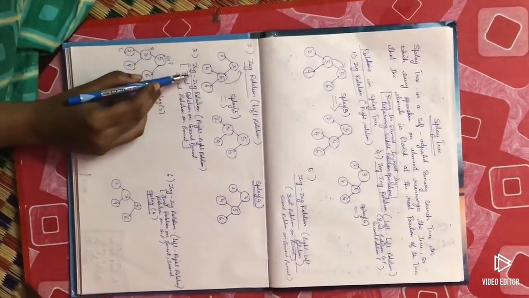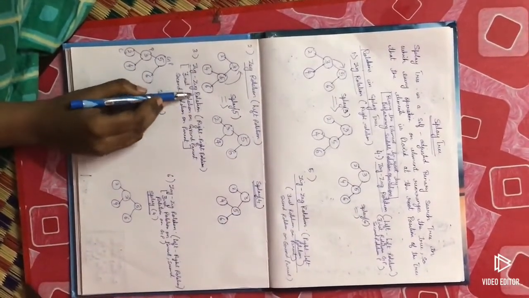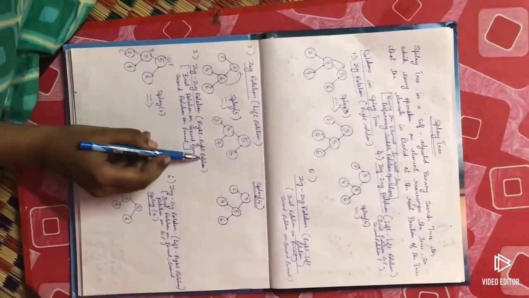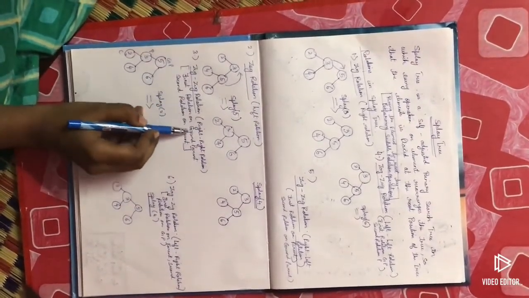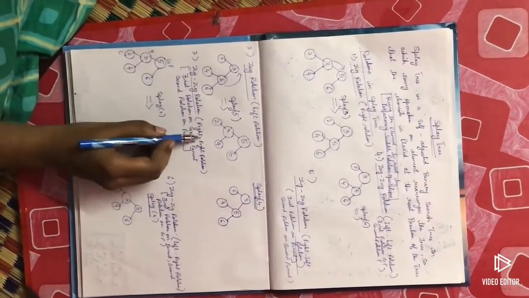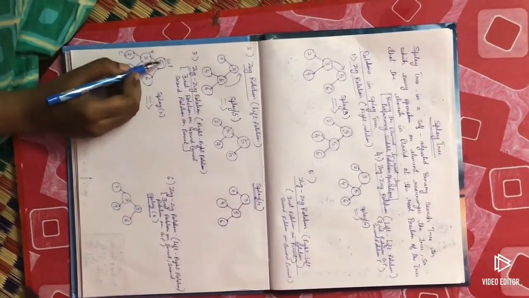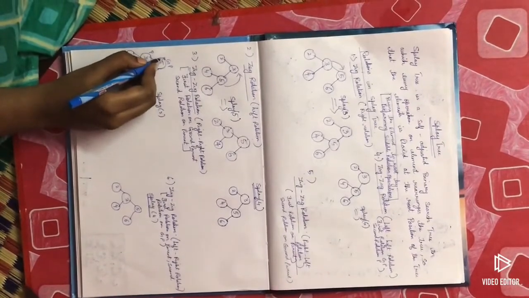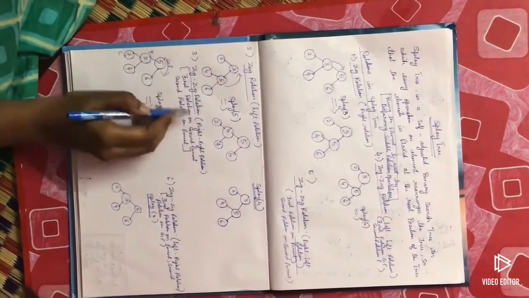So first, what is the zig rotation? For zig rotation we have to follow right rotation. So first rotation on the grandparent. So first what rotation? Right rotation. First right rotation should be done on the grandparent. Okay, so I am going to rotate this grandparent to the right side.